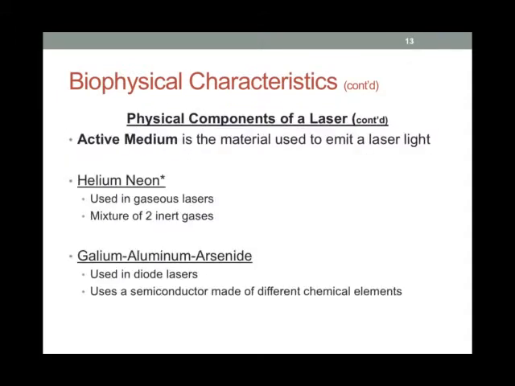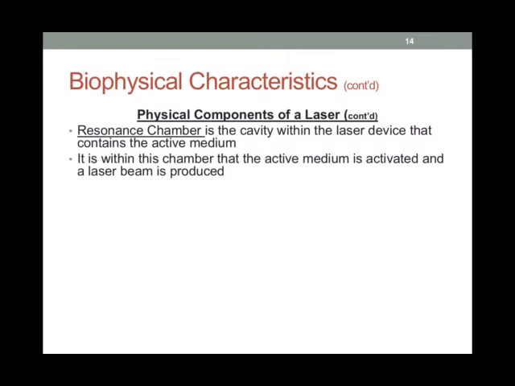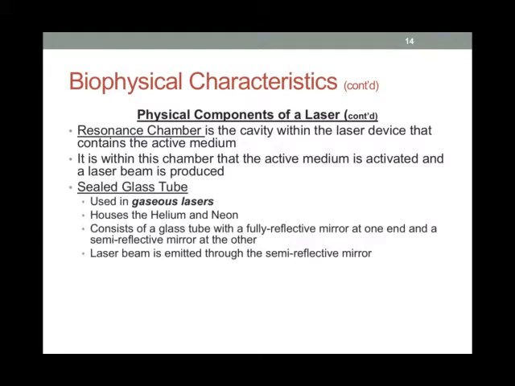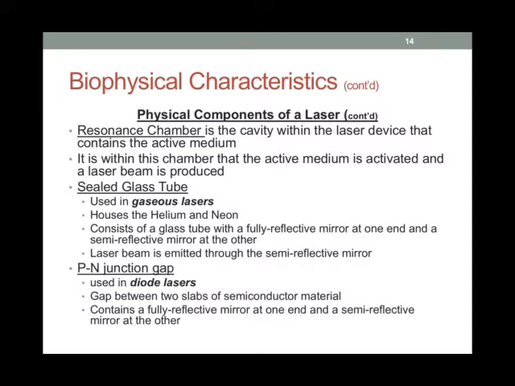After the active medium, there's a resonance chamber, and that's the cavity in the laser device that the active medium sits in. So the active medium is in this chamber, and that is activated and a laser beam is produced. Okay, so the gaseous lasers used to be sitting in a sealed glass tube. Of course, that made them very fragile. Now the diode lasers use a p-n junction gap. Okay, and that's a lot to explain.